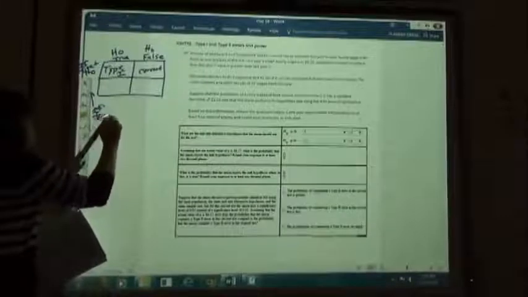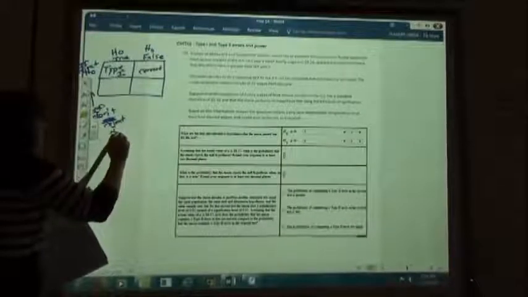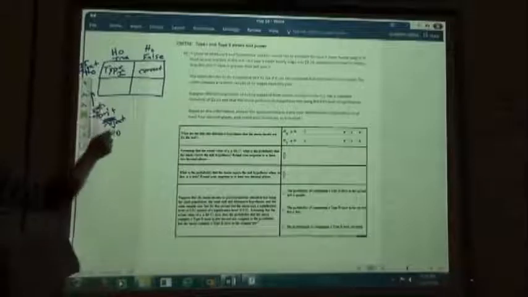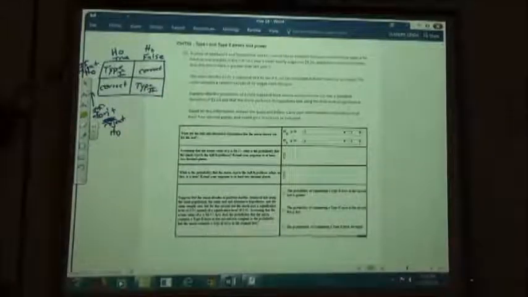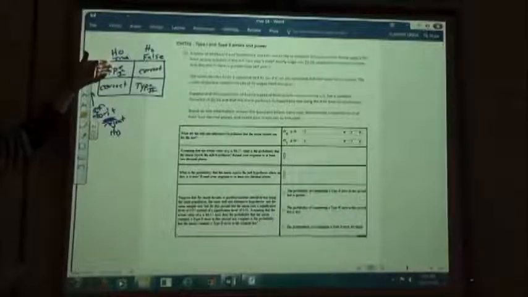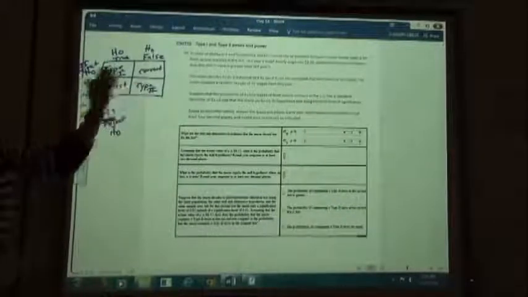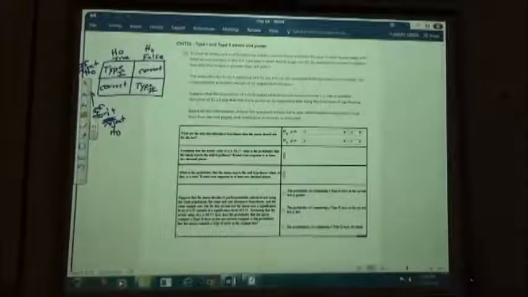If we don't reject, I don't know why they just don't say accept, but they say don't reject the null. If we don't reject the null and it was true, that would be the correct thing to do. Otherwise, we have what's called a type 2 error. So if we reject the null, type 1 error. If we don't reject the null, type 2 error. Problems 4, 5, and 6 talk about that, but we'll talk about them some more.